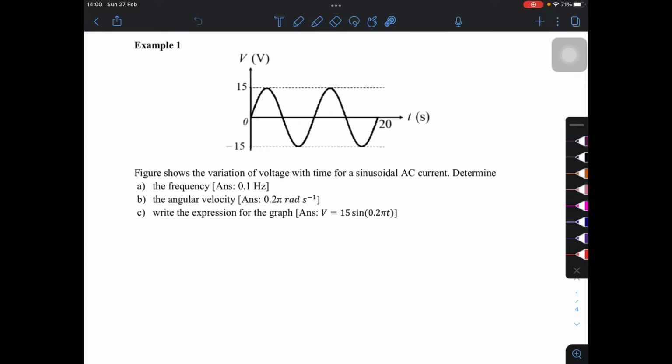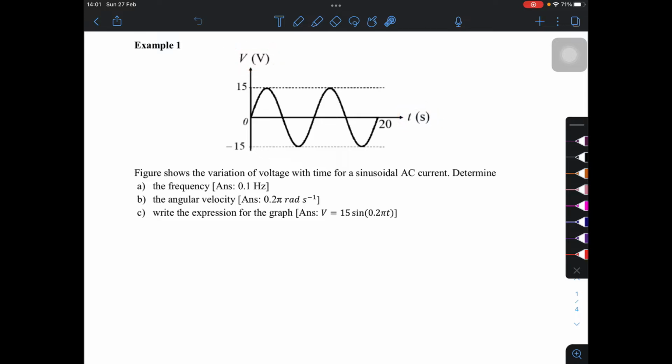Okay, let's look at example 1 here. The figure shows the variation of voltage with time for sinusoidal AC current. Determine the frequency, the angular velocity, and write the expression for the graph. So we are given the graph of voltage against time.